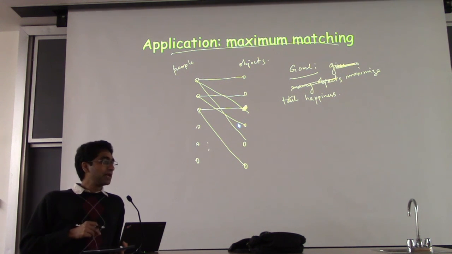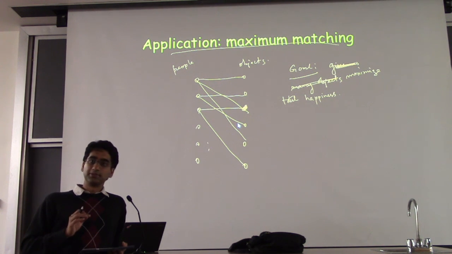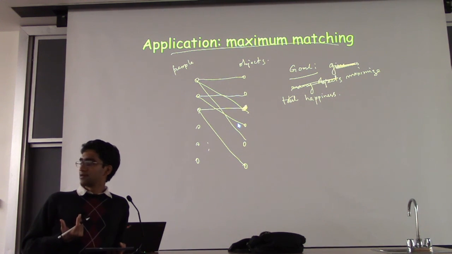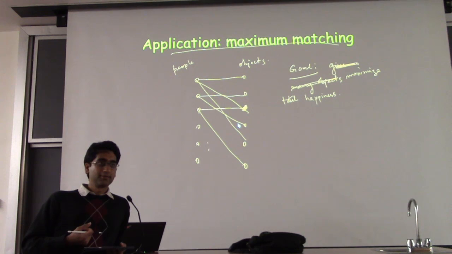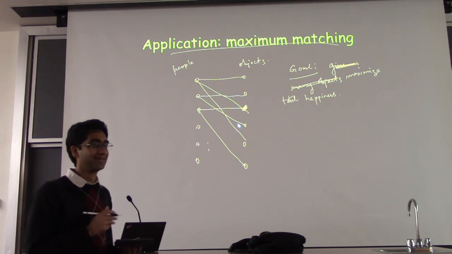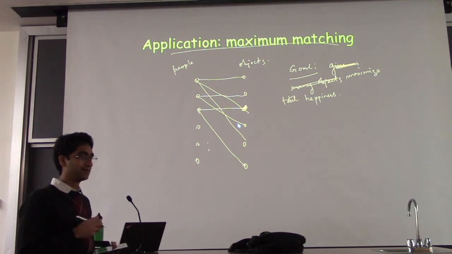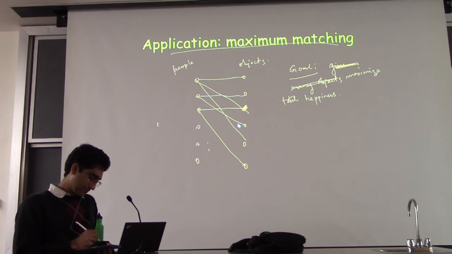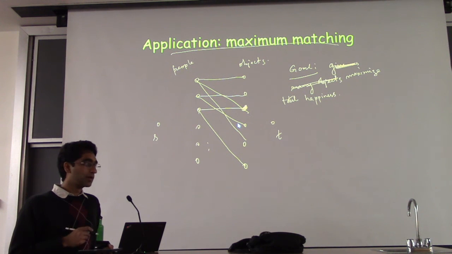I claim that this can be written as a flow problem. Do you guys see how this could be done? Have you already seen it? No? Oh, okay, then go on. You have a source that goes into all the people and a sink coming out of all the objects. Great. So you will have a source here and a sink here.